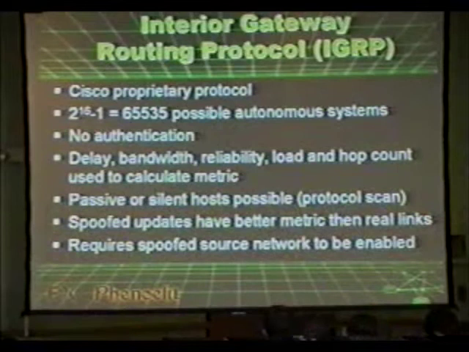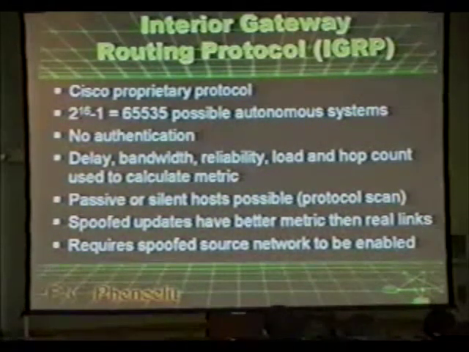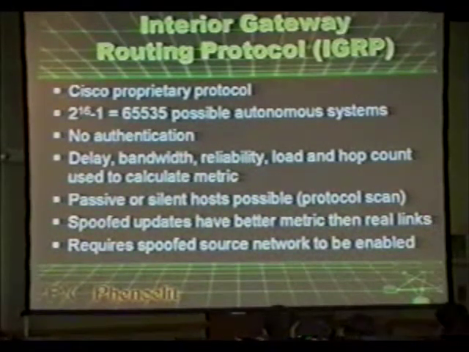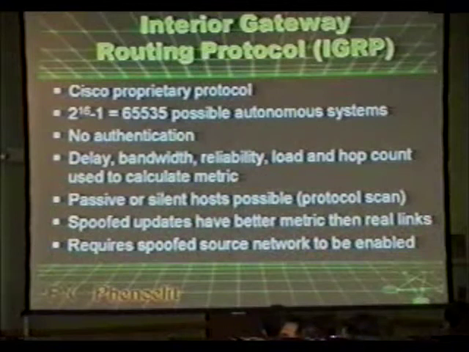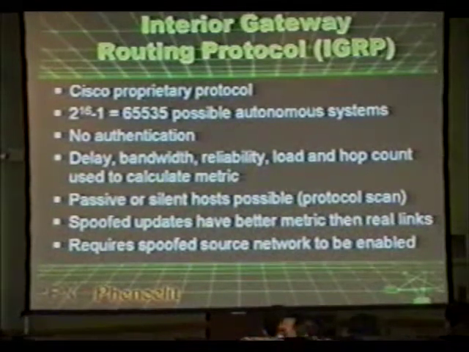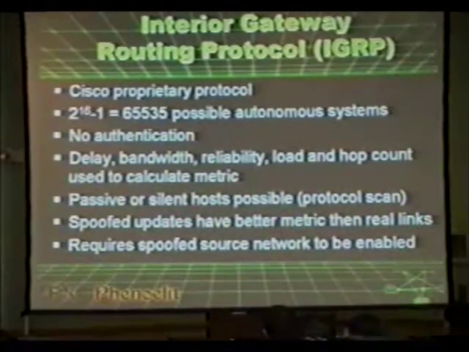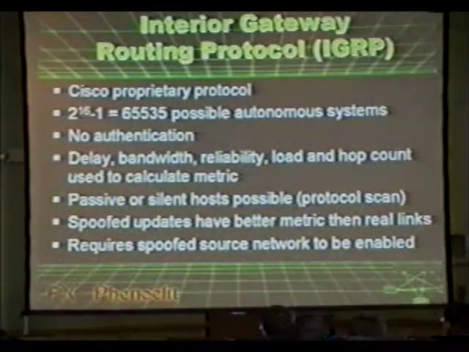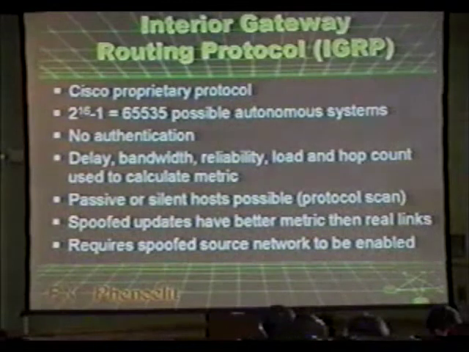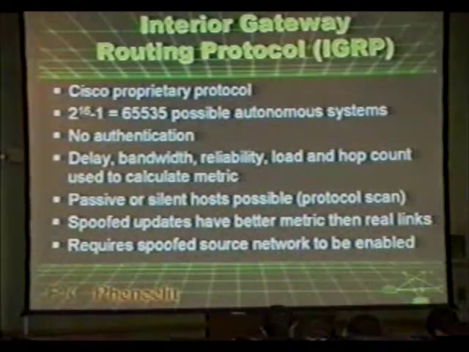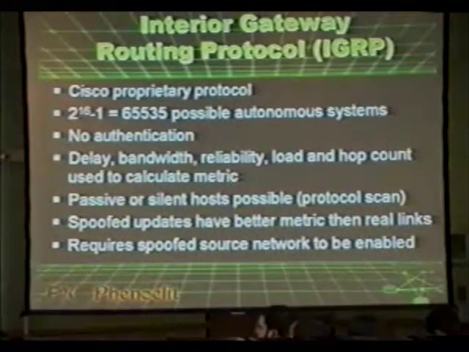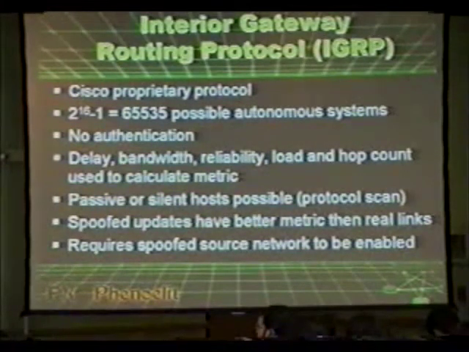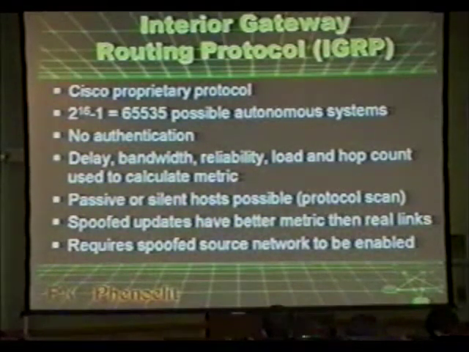It actually has 65,535 possible autonomous systems. It's just to separate server routing processes from each other. It uses no authentication, hello, and various data link information like hop count, reliability, another word I really like, and bandwidth is used to calculate the metric.